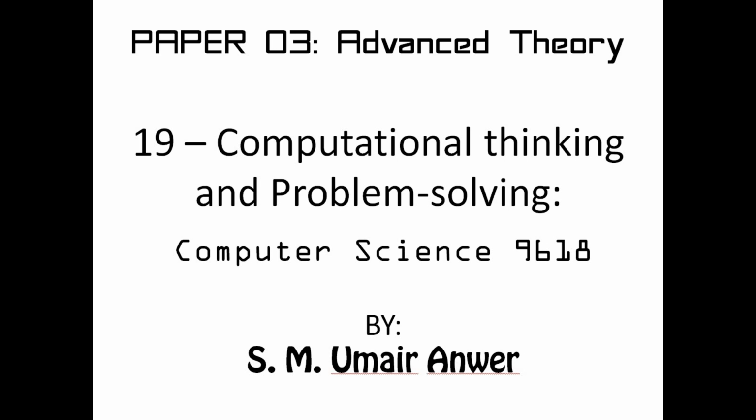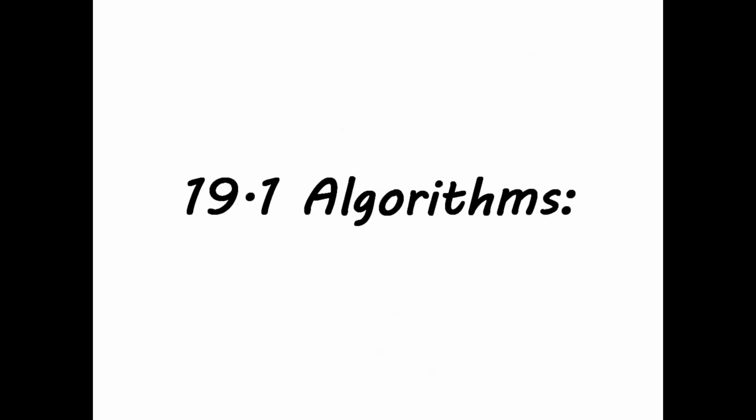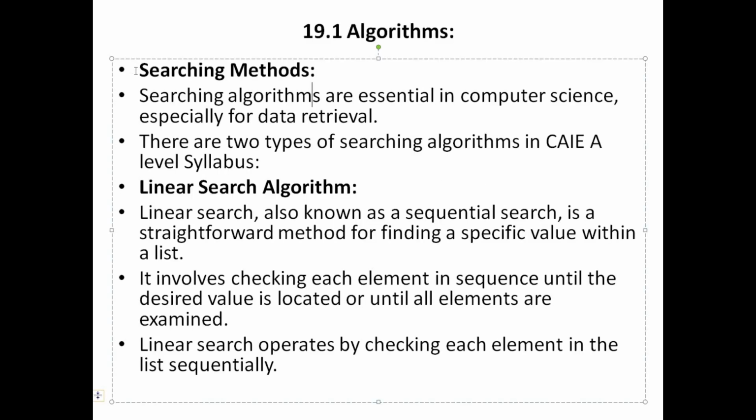Today we are going to start chapter number 19, computational thinking and problem solving, and 19.1 is algorithms. First of all, we have searching methods. Searching algorithms, as you know very well, are essential in computer science, as whenever you need to check whether a number or a name is found in a specific list or not. For that we use searching methods.